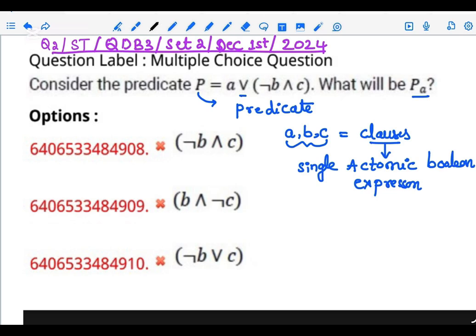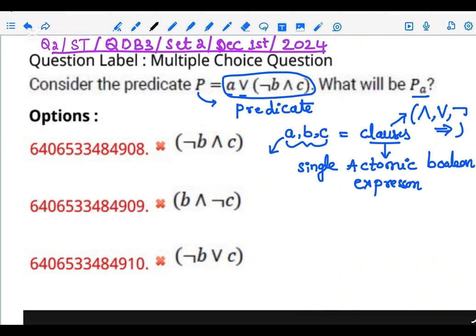So the clause does not contain any logical operators. In Boolean algebra there are different types of operators, right? And, or, not, and implies. The clause does not contain any of these operators. These are the building blocks of the logical expression. These are A, B, C. The entire predicate is a logical expression in terms of clauses A, B, C.